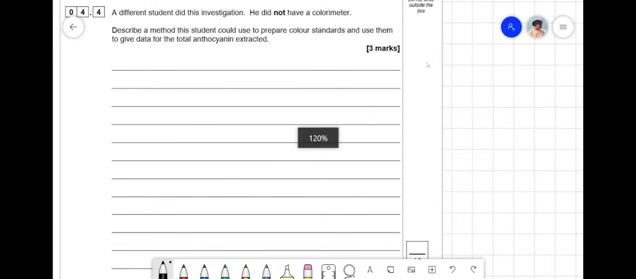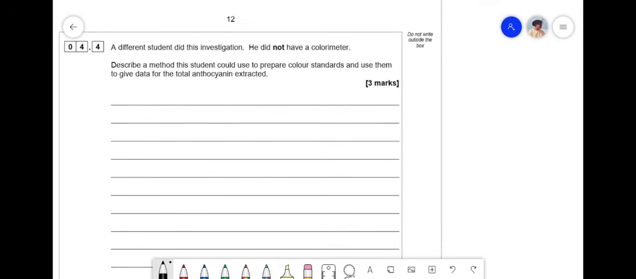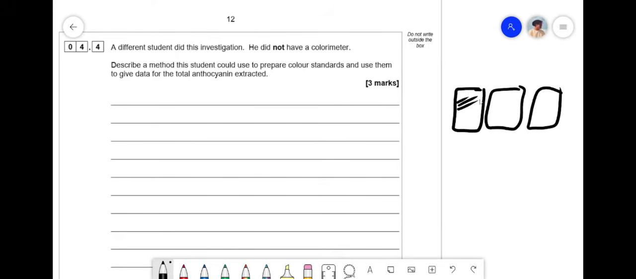Next. So a different student did this investigation, but they did not have a colorimeter. So they need to prepare color standards and use them to give data for the total anthocyanin extract. So we're in a bit of a tricky situation here because we don't have a colorimeter. We can't measure numbers. So the only option we have is to get these tubes and measure how dark they are. So imagine that's kind of dark, this is a little bit dark, and this is really dark. That's the only option we have. We don't have any other way of measuring how dark.